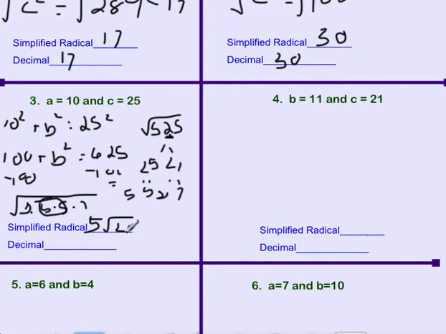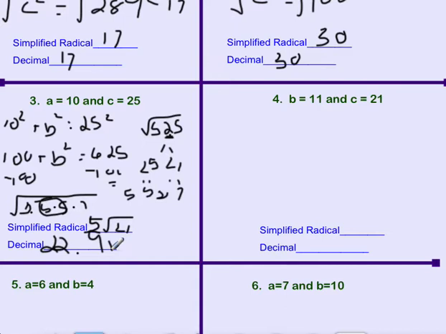Now, we need to get what that decimal is. So in my calculator, I'm going to type 5 times the square root of 21. And when I type that in, I end up getting 22.91. Remember to watch your rounding. If the third number is 5 or greater, you round up. If it's 4 or below, you round down.